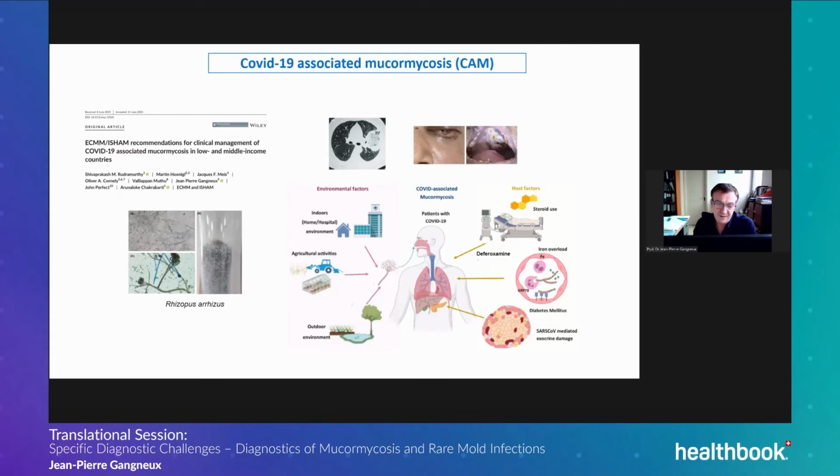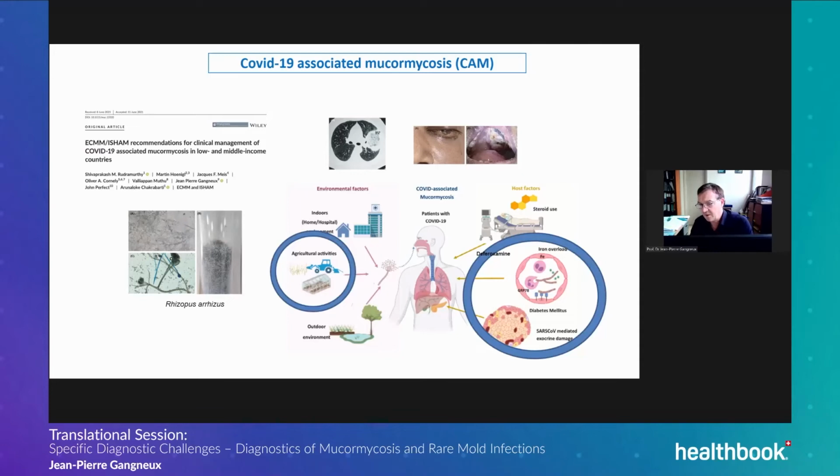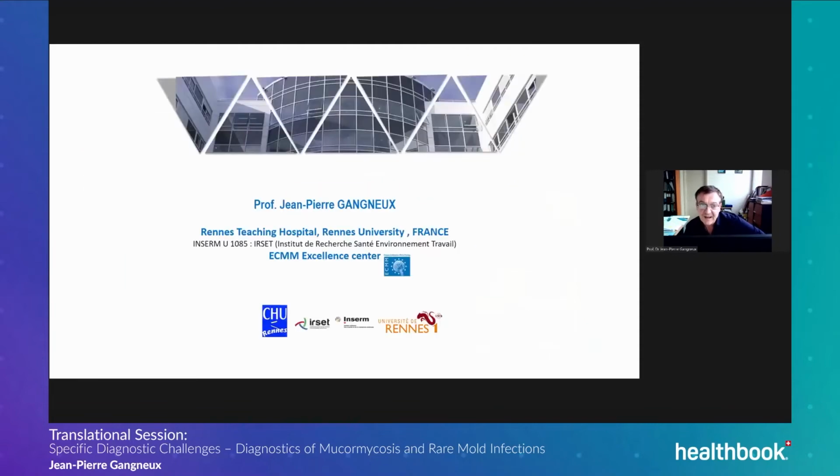And using culture, then we know that in India, Rhizopus arrhizus is the most frequent mucormycosis agent responsible, and also to give some advice regarding the environmental factors and the host factors. Particularly in India, we have to take care that patients present mostly with diabetes mellitus, and some agricultural activities are an additional risk factor for mucormycosis. And with that, I want to thank you very much for the invitation, and I will be happy to answer your questions.